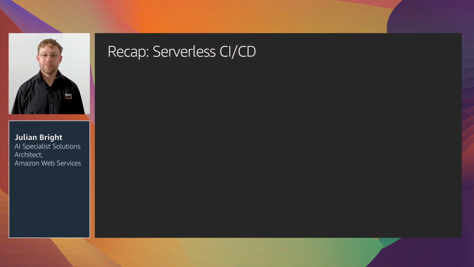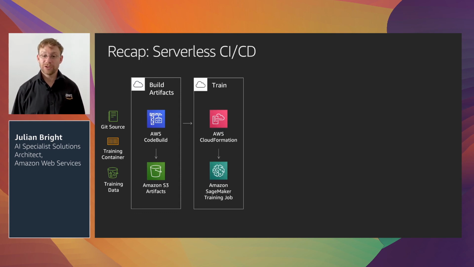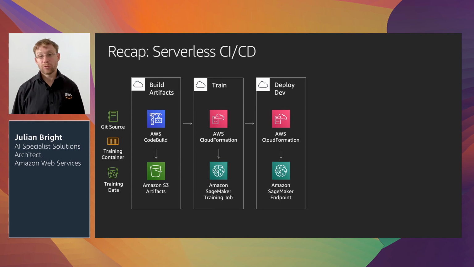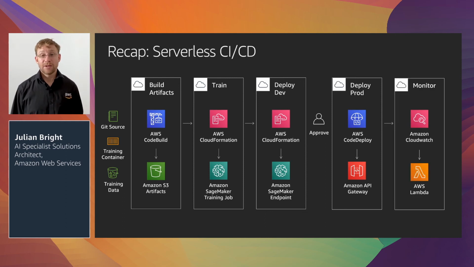All right, let's recap. So we started with our source, container, and data. We built those artifacts, which push to S3, that would then trigger CloudFormation deployments to create a training job, CloudFormation deployments to deploy that endpoint for a dev environment. We had an approval step, which then resulted in the production deployment through CodeDeploy and API Gateway Lambdas being set up. And finally, we had some monitoring that we looked at in CloudWatch, and then we saw how we could trigger a Lambda to retrain this process.